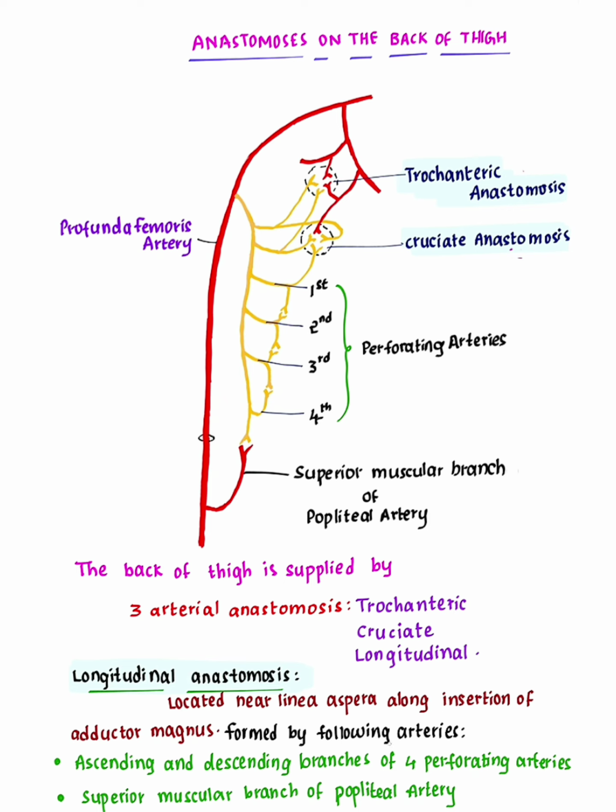It is formed by following arteries: ascending and descending branches of four perforating arteries, and superior muscular branch of popliteal artery. Descending branch of fourth perforating artery anastomoses with superior muscular branch of popliteal artery. Ascending branch of first perforating artery takes part in cruciate anastomosis.